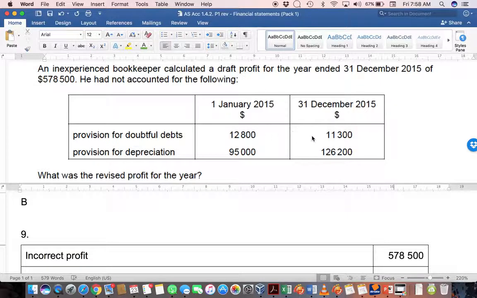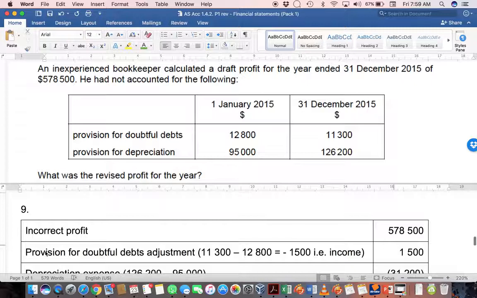If you are going to make this provision smaller, it means that in effect you are going to create an income account for the adjustment. So I have shown over here a provision for doubtful debts adjustment. I always take the most recent figure minus the previous figure, and because I end up with a negative answer, that's telling me that it's an income.